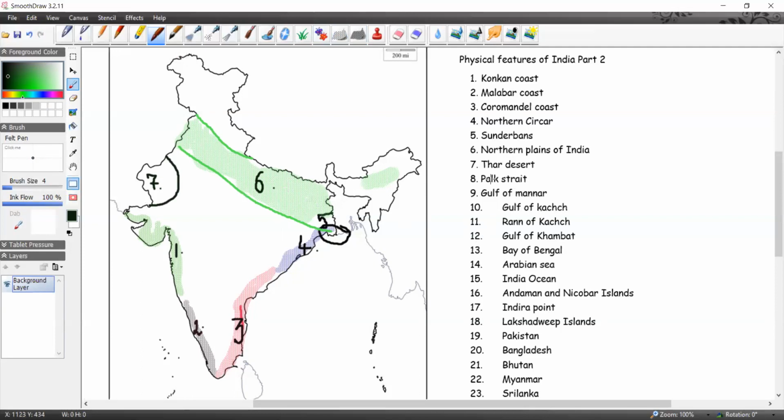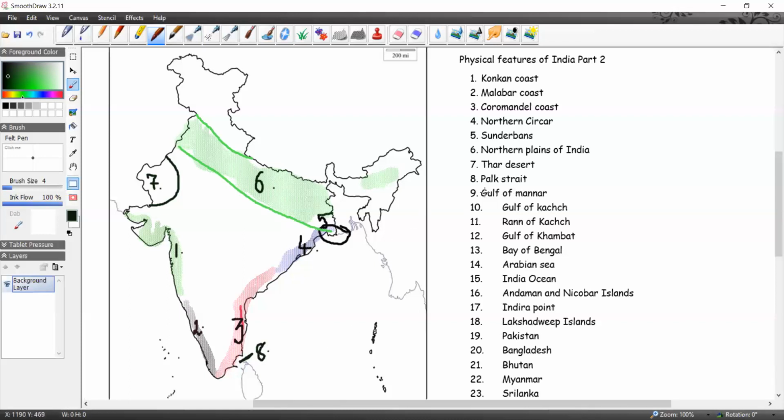And number 8, Palk Strait. Actually, what is a strait? Strait is a narrow water body that separates two land masses. So here, this Palk Strait, it separates India and Sri Lanka. So this narrow water body. And some students, they get confused and they mark here, but you just imagine this as a face and this as a tip of a nose, and here is a gap, right? So this should be marked as Palk Strait. This separates India and Sri Lanka. And this is question number 8.